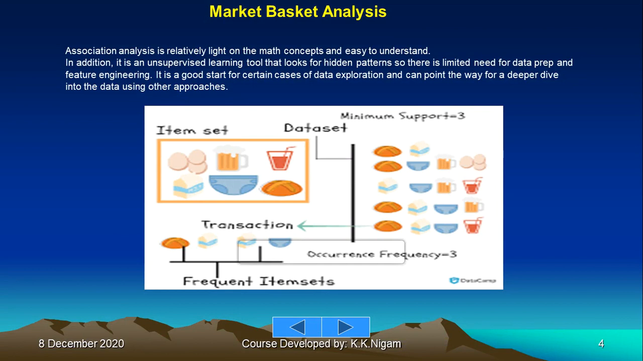Association analysis is relatively light on the math concepts and easy to understand. In addition, it is an unsupervised learning tool that looks for hidden patterns. So there is a limited need for data prep and feature engineering. It is a good start for certain cases of data exploration and can point the way for a deeper dive into the data using other approaches.